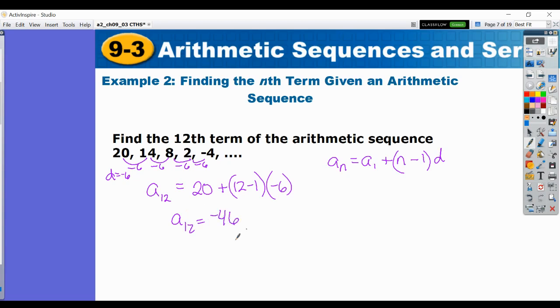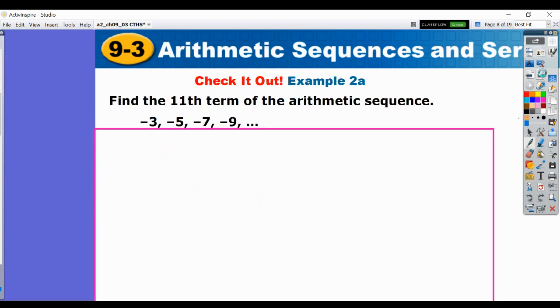All right, so the answer to this problem is negative 46. I should definitely see this much work, okay? You have to show me that you're using the formula, or you really could write it out 12 times, but that would take even longer, I think. Again, if you think you have the hang of this, pause the movie, see if you can find it without me. All right, we are looking for the 11th term.